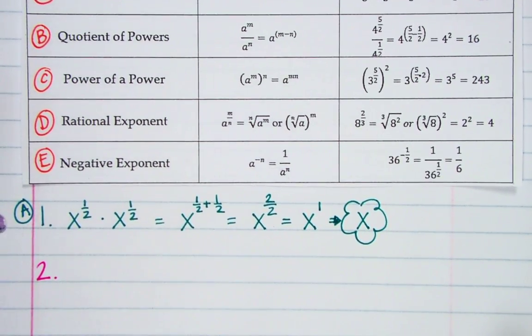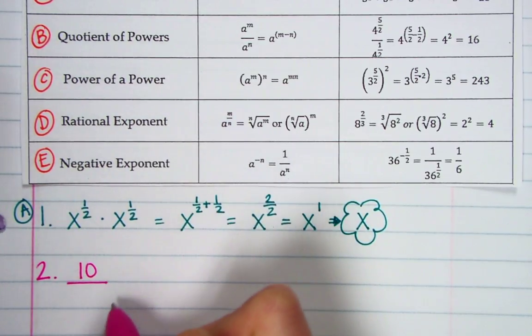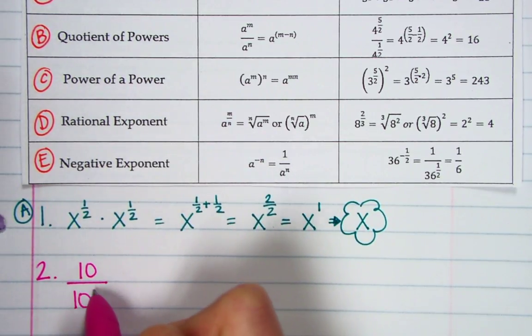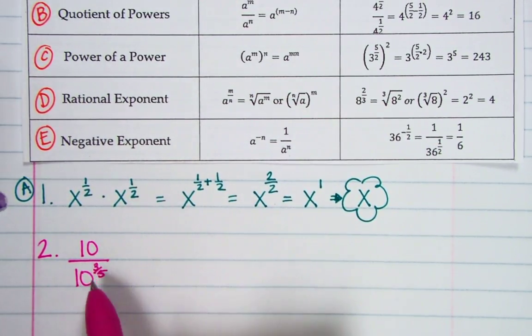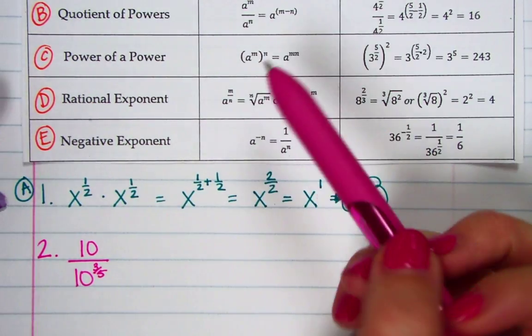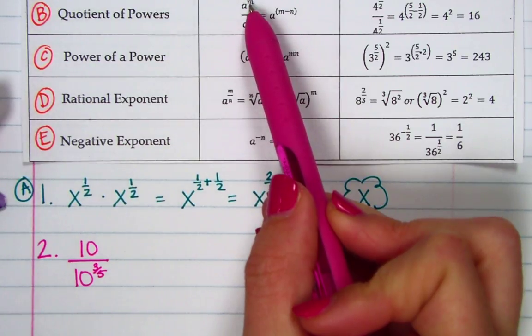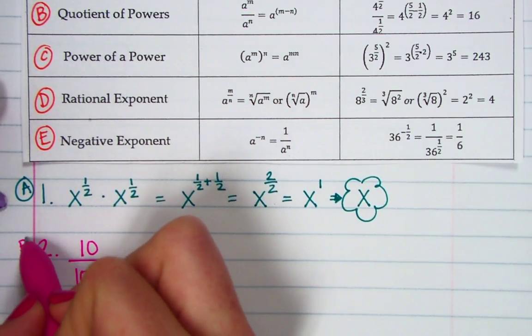Any questions? Okay, number 2, 10 divided by 10 to the 3/5. And that's a 3/5 right there. All right, which one of the properties do you think that we will need for this one? B, right? It's a quotient. You're dividing. Okay, and with the dividing, we would do top exponent minus bottom exponent. Okay, so I'm going to write a B here.